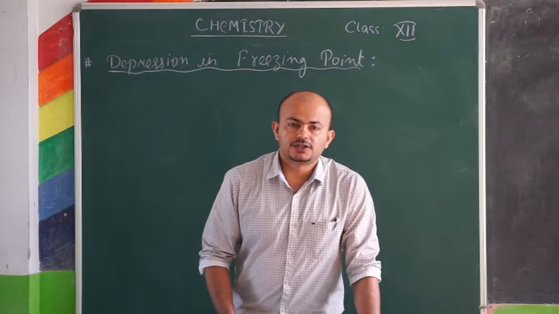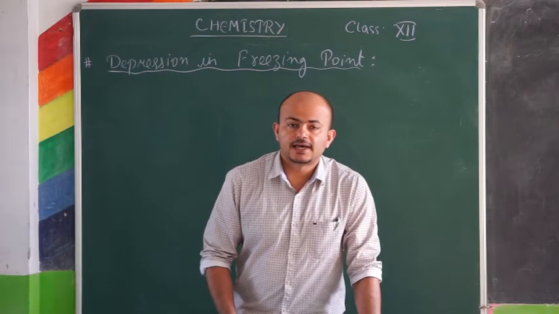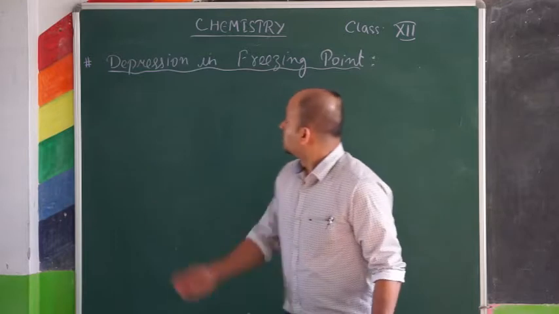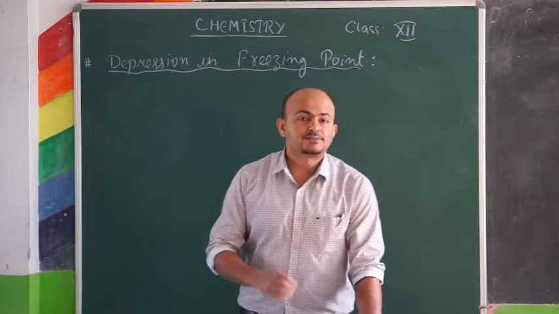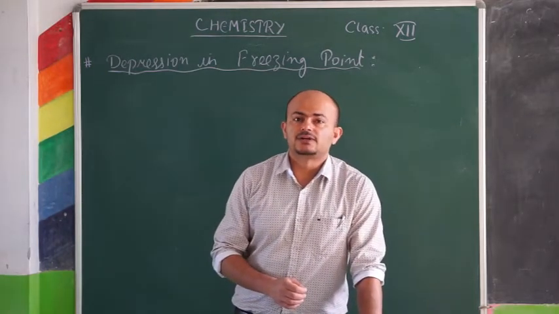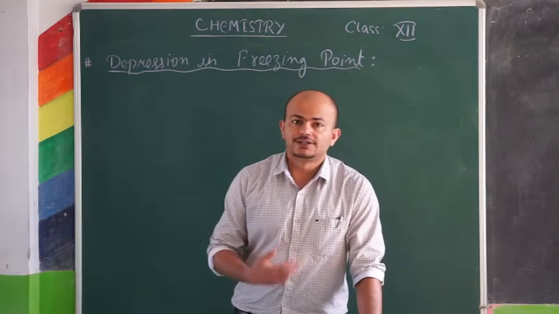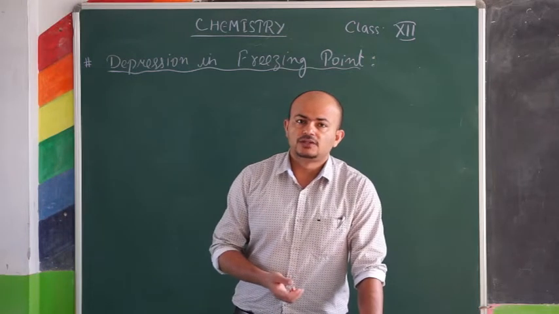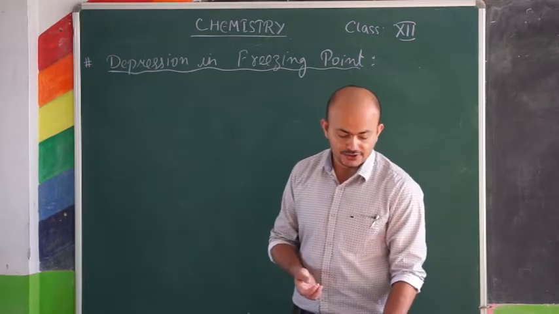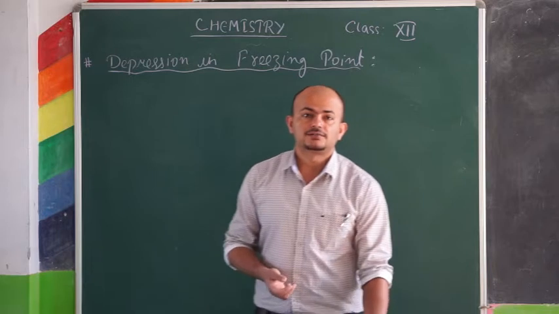Today we will be continuing with chapter 2, that is Solutions, and today's topic is depression in freezing point. Depression in freezing point is one of the colligative properties. Before this topic we had discussed two colligative properties, elevation in boiling point and relative lowering of vapor pressure. So, do you know what a colligative property is?